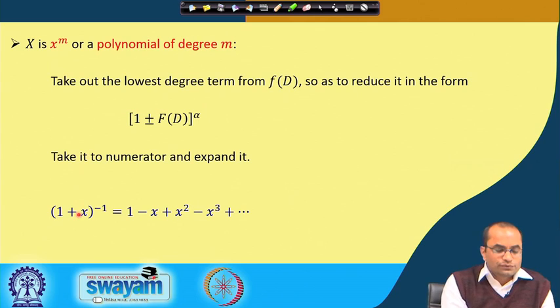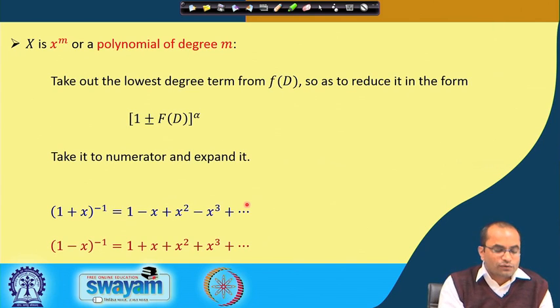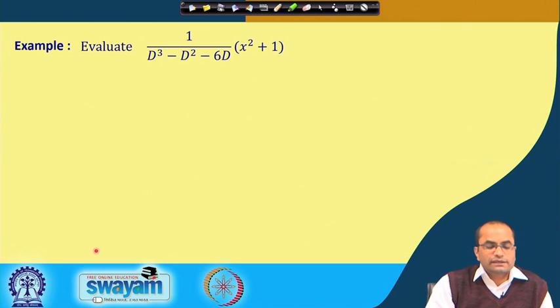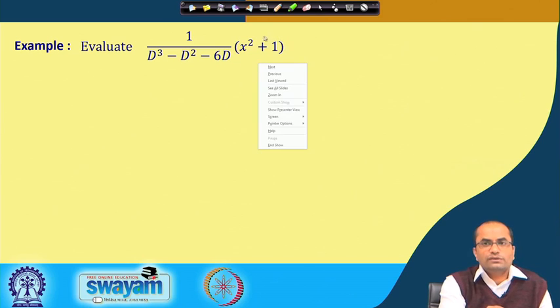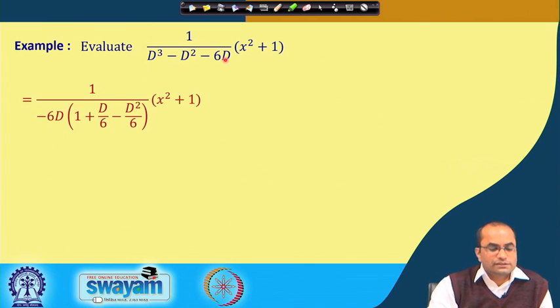Mostly we have to use these expansions when we take this to the numerator: 1 plus x as 1 minus x plus x square minus x cube, or (1 minus x) to the power minus 1, where we use this formula. Here we take just this example to demonstrate this idea, which is again quite general. So here we have x square plus 1, this polynomial term, over D cube minus D square minus 6D.